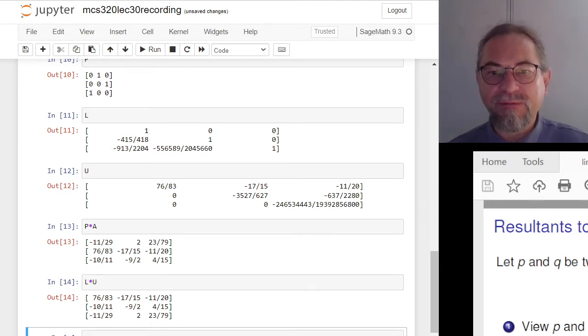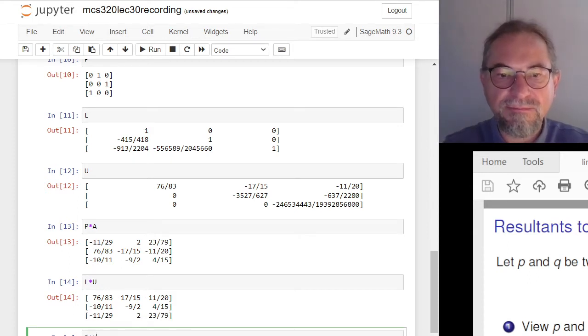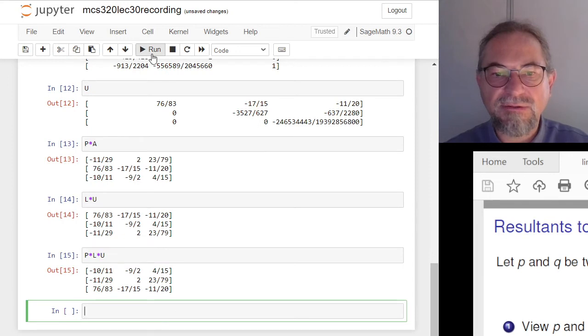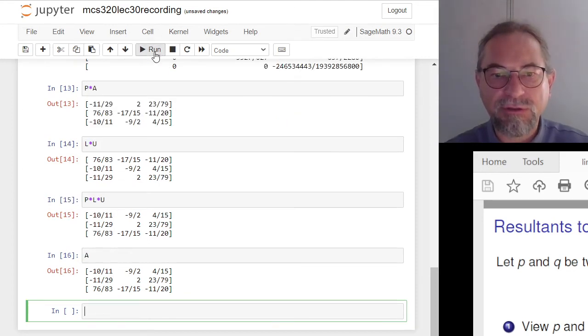So here one can verify this, that in this case P times A is actually not L times U. So let me try to fix this. So I have P times L times U. Still not the case. So there are still some permutations that need to happen. It might very well be that the permutation did not need to be applied. Oh yes, so here we are. P times L times U equals A. So that is the property.